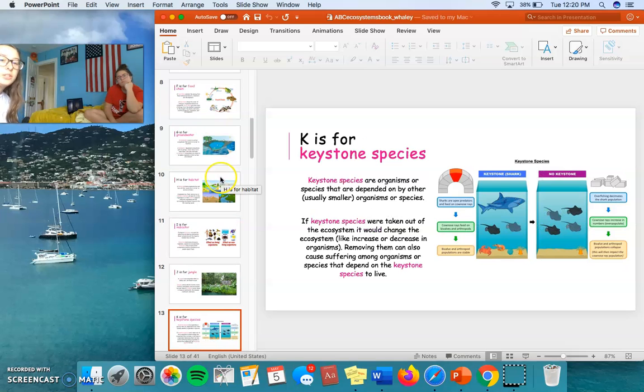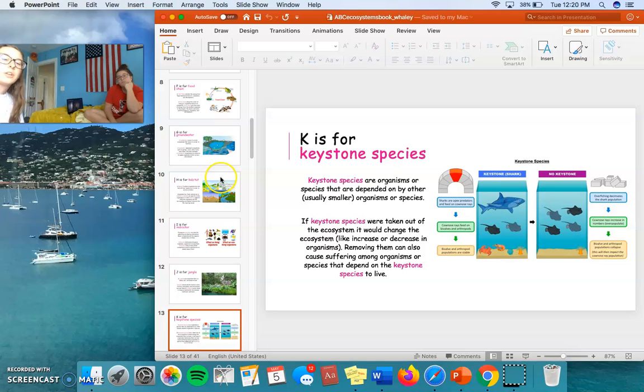K is for keystone species. Keystone species are organisms or species that are depended on by other, usually smaller organisms or species. If keystone species were taken out of the ecosystem, it would change the ecosystem, like increasing or decreasing in organisms. Removing them can also cause suffering among organisms or species that depend on the keystone species to live.